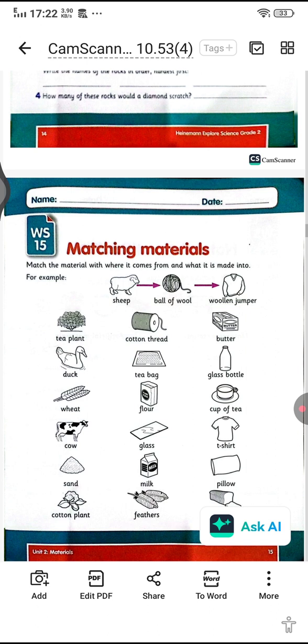And here is a plant of wheat. Plant of wheat is used to make flour, and flour is used to make bread. Then here is a cow. A cow gives us milk, and milk is used to make butter. Then here is sand, and with the help of sand we make glass, and with the glass we make a glass bottle. And then cotton plant is used to make cotton thread, and then we make t-shirts.